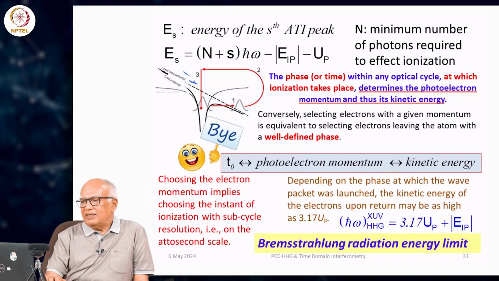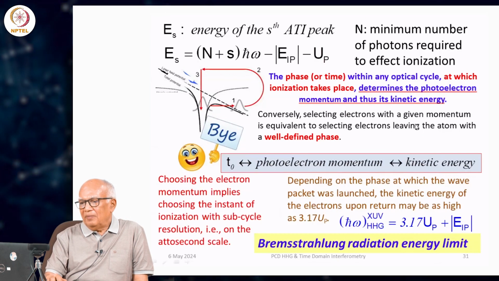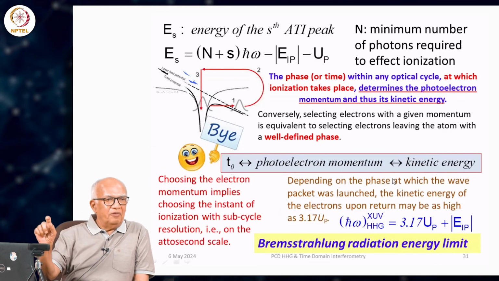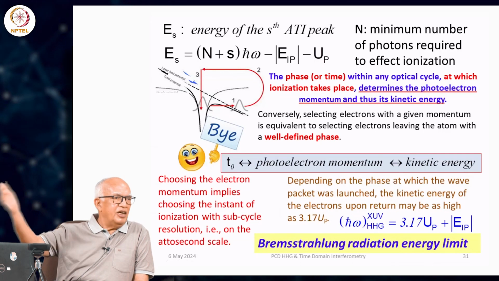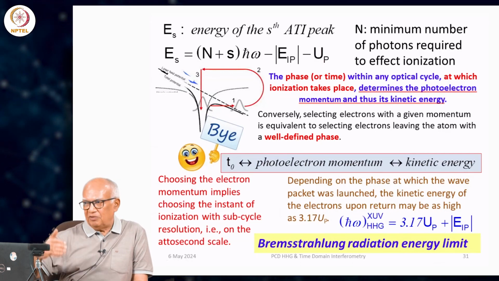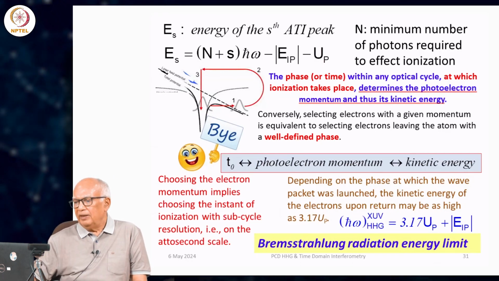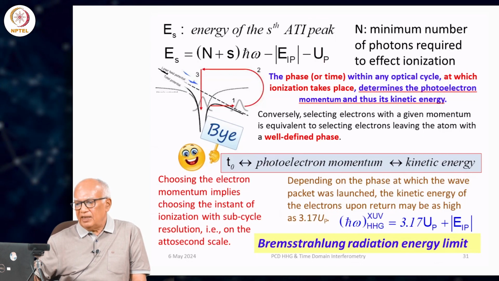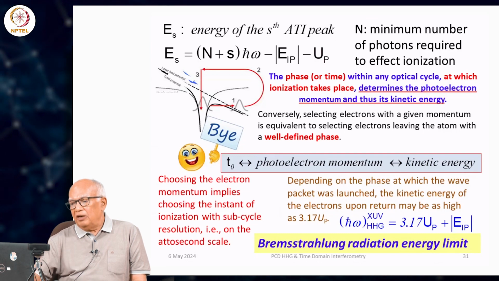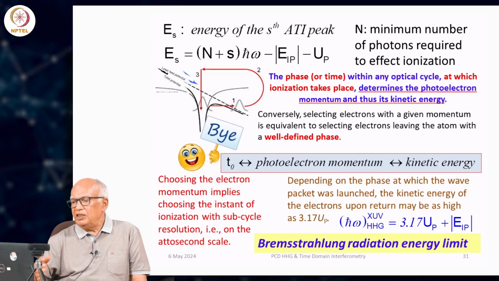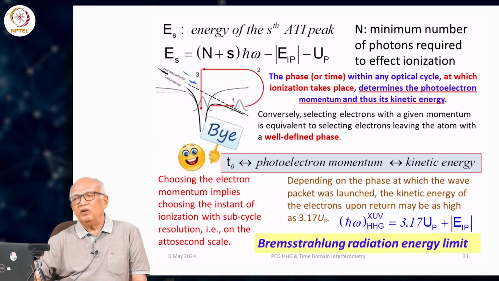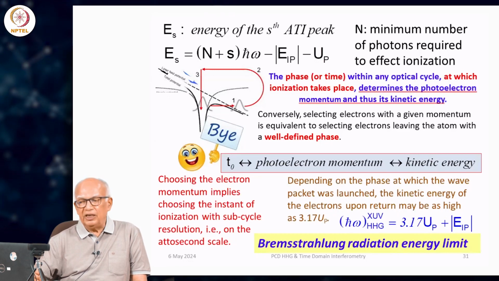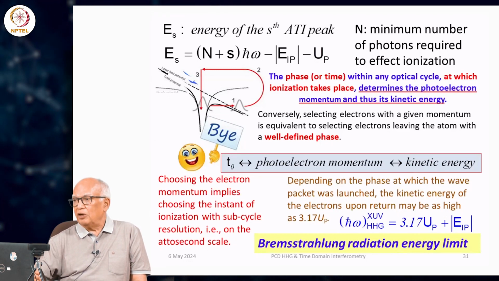So you have this moment of escape which determines the kinetic energy and the momentum and the phase relationships, but I will be discussing it in detail in the next class, which results in bremsstrahlung radiation. Energy limit we have already discussed, but we will also discuss the phase relationships which are really important.